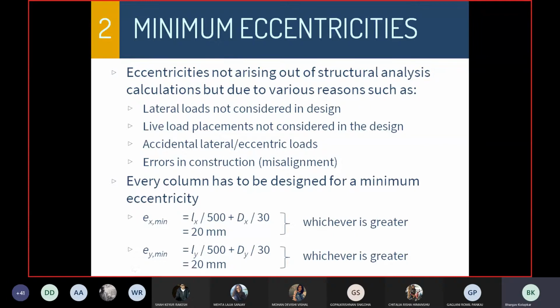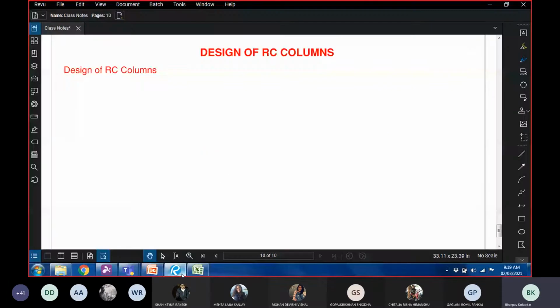So what the code says is that every column has to be designed for a minimum moment, even though you're sure that it is going to be subject to axial compression, still it has to be designed for a minimum moment or a minimum eccentricity. Now I've been using these terms in parallel, minimum moment and minimum eccentricity. So what is the relation between moment and eccentricity? Just to explain with the help of a quick sketch.